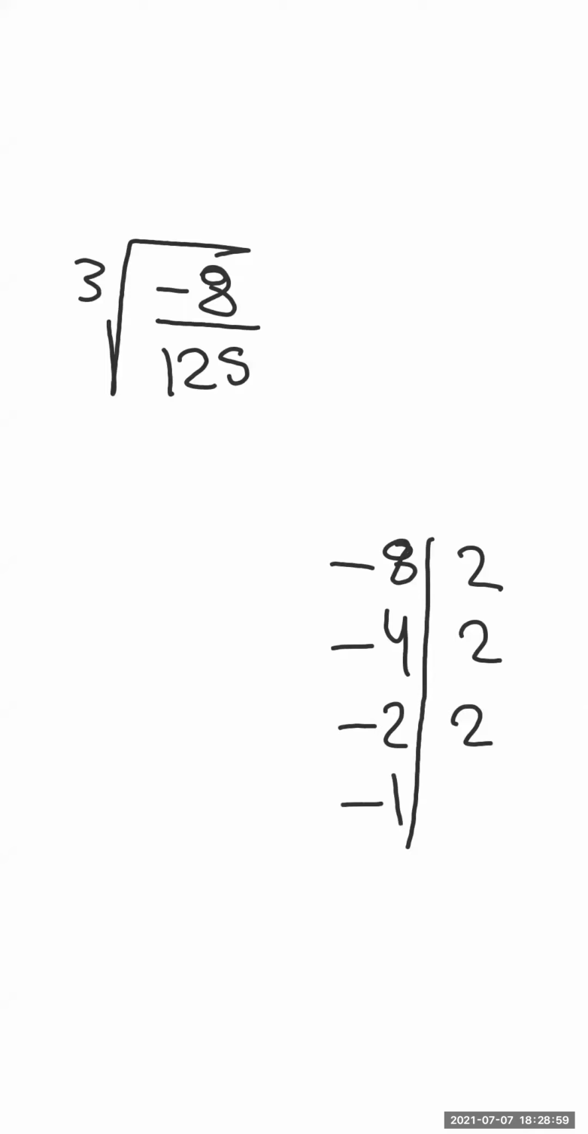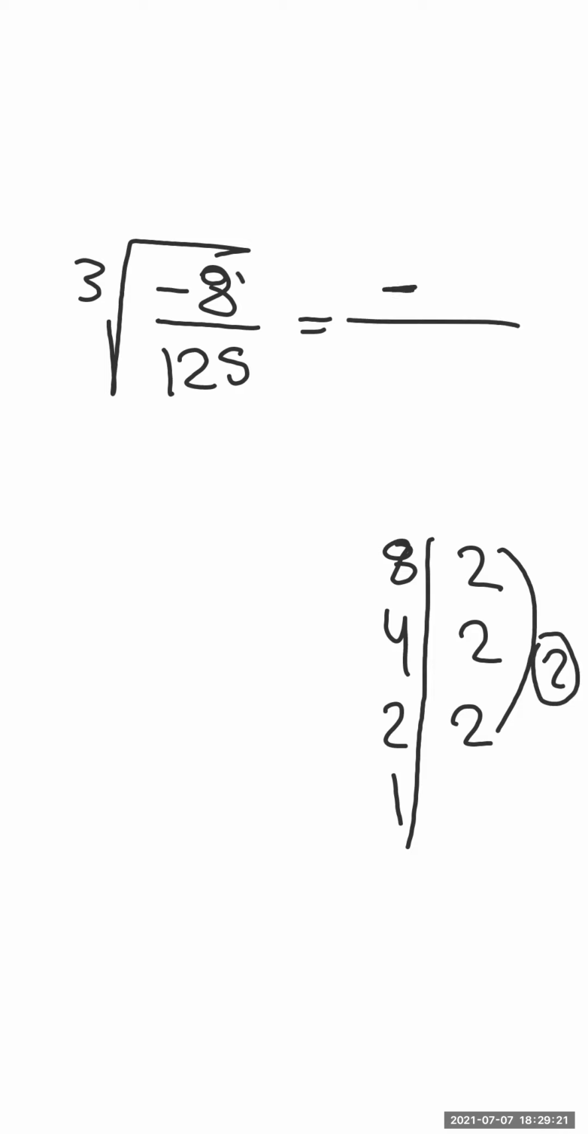negative 1. Okay, so by the way, guys, I can ignore the sign, then place the sign because we said that if the number is negative, the cubic root will be negative. So no need to add the sign. Here 2 is repeated 3 times, so the cubic root here will equal 2. But here it is negative 8, so negative 2.